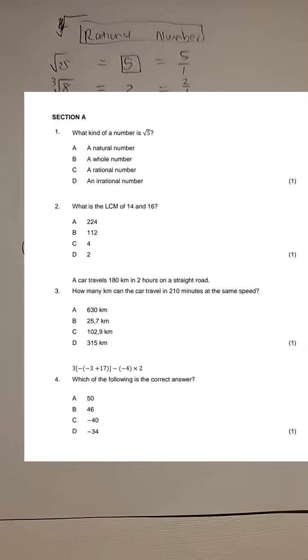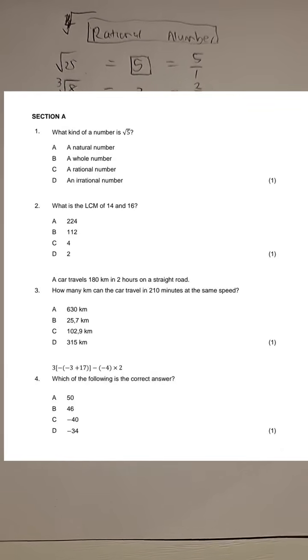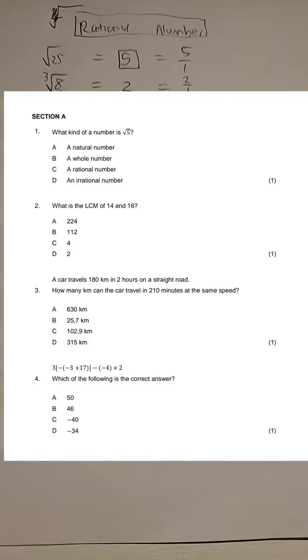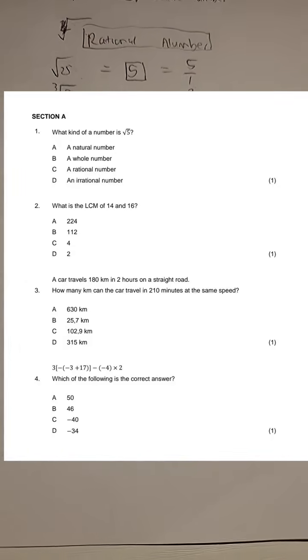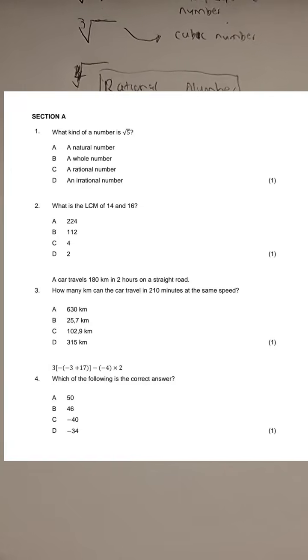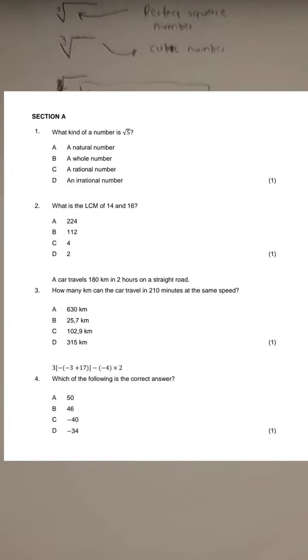So going back to my question section A, number 1. What kind of a number is square root 5? We can clearly see that A, it's not a rational number. It's not a natural number. Why? Natural numbers are numbers that start at 1, increase by 1 all the way to infinity. So it's not a natural number. B, is it a whole number?